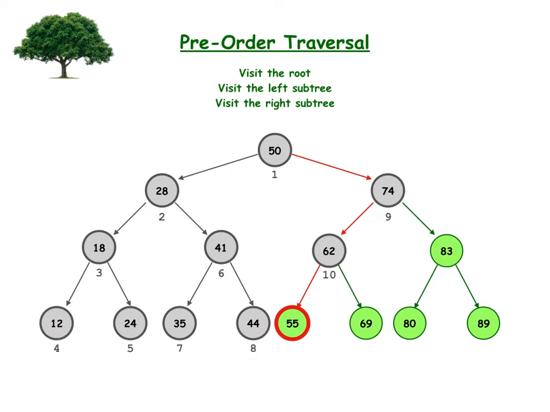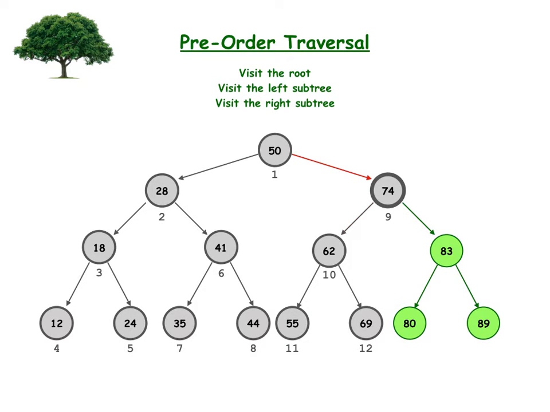We're at 55. We visit it. 55 has no children, so we're done with it. We come back up. Now we visit 62's right subtree. We're at 69. We visit it. We're done with that. No children. We come back up. Now we're at 62. 62 has been visited. Its left child has been visited, and its right child has been visited. So now we're done with 62.